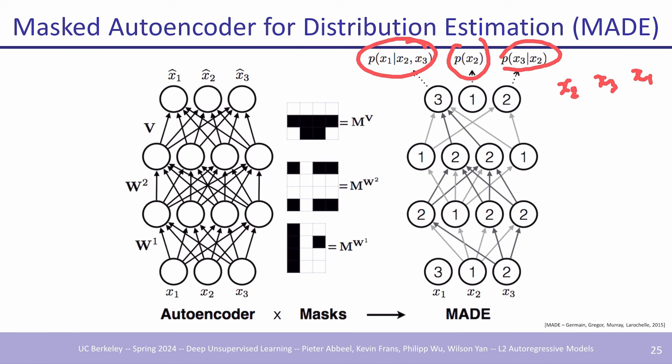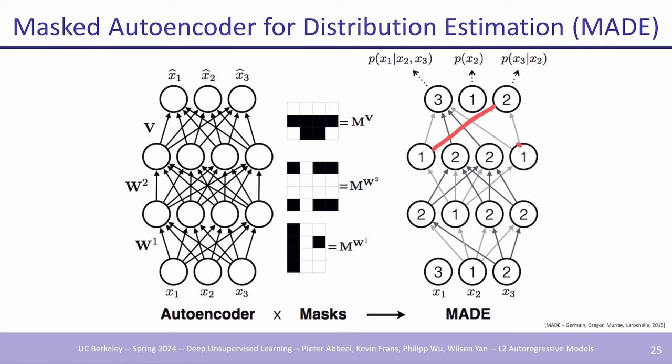And they said, instead of using the full neural net, which would violate some of the assumptions because, for example, x3 can only depend on x2, not on x1, we need to cut out some edges so that the distribution I come up with for x3 given x2 really doesn't depend on x1. And definitely shouldn't depend on x3. I can't take a look at x3 to generate that. That would be completely cheating. You just copy it over. You'd learn nothing in your model.